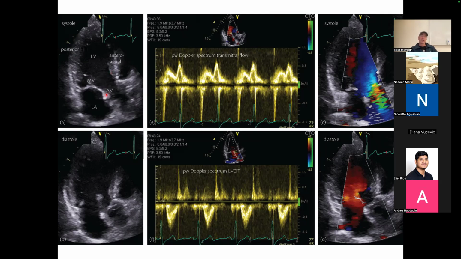And it's a very convenient view in that this is called a two-chamber view. It has the left atrium in the view, in the field of view. It has the left ventricle and the left ventricular outflow tract. And this is the aortic valve here, and this is the mitral valve here.